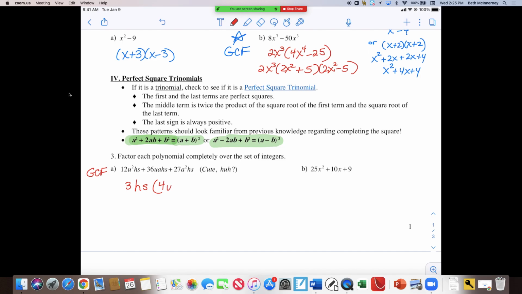So that gives me 4u squared plus 12ua plus 9a squared.